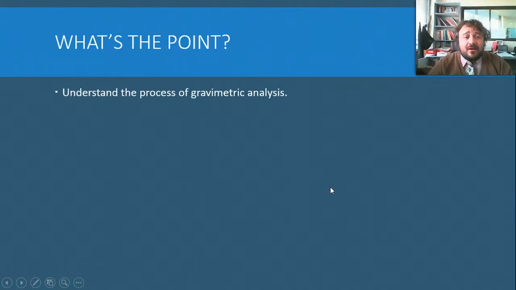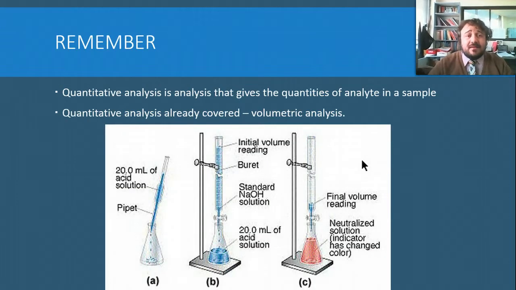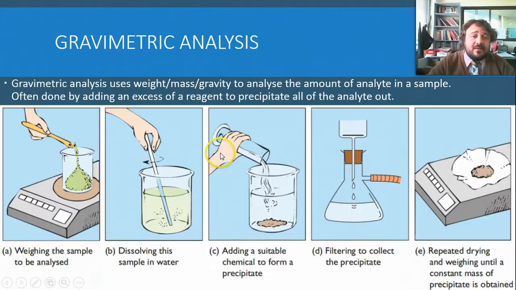All right, so by the end of this, you want to be able to understand the point and the process of gravimetric analysis. Now, we have already done a bit of quantitative analysis. There are three types of quantitative analysis that we look at during this course in a super amount of detail. The first one we've already covered is volumetric analysis. So that's just titrations.